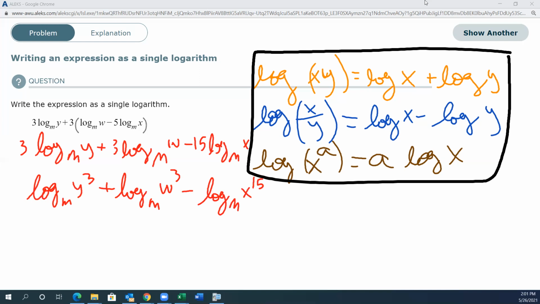Now I can put things together. Let's just do it left to right, I guess. And there are shortcuts for this that I'm not going to go into right here. So those two are being added together. So when they're added together, you multiply the arguments. So that's going to give us log base m of y cubed w cubed.